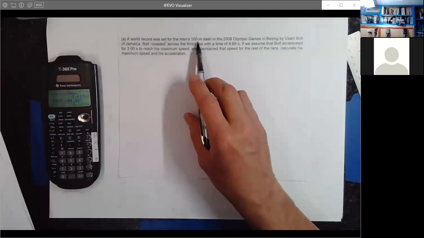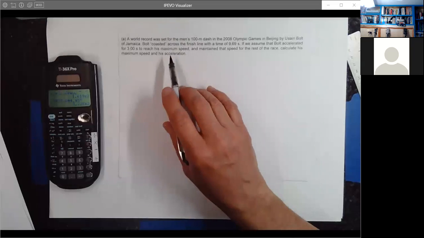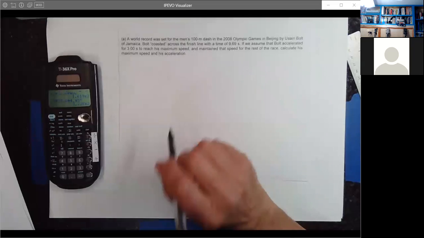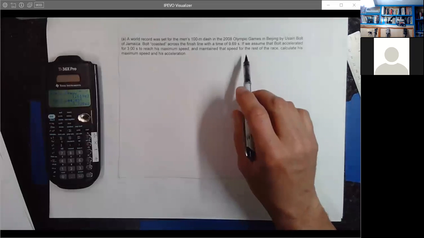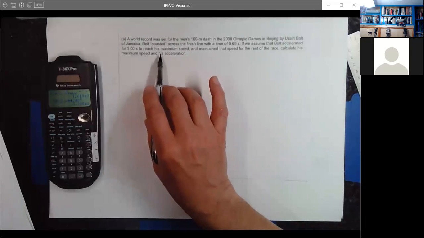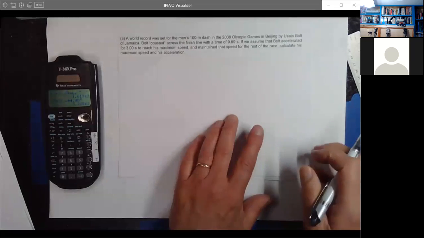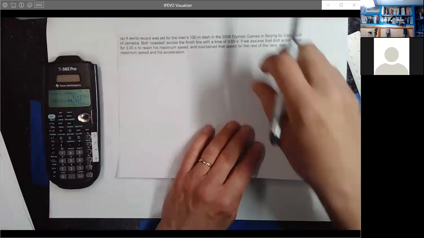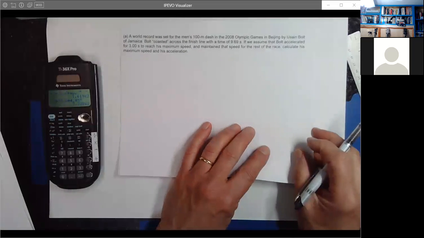So 100.000 or something like that. Bolt coasted across the finish line with a time of 9.69 seconds. If we assume that he accelerated for 3 seconds to reach his maximum speed and maintained that speed for the rest of the race, calculate his maximum speed and his acceleration.